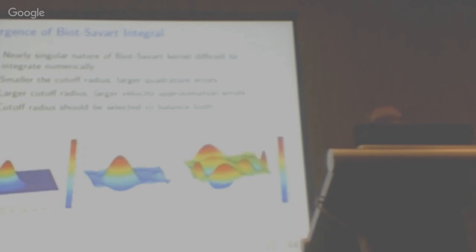If we have no cutoff radius, it converges very, very slowly. We use a very large cutoff radius, well, suddenly now it's quite smooth, so our quadrature is wonderful, but we introduce a very large approximation error in that we're changing what our physical vorticity is to be something that's easy to integrate. So there's a balance to be struck on the cutoff radius, too small or too large, and you have problems.